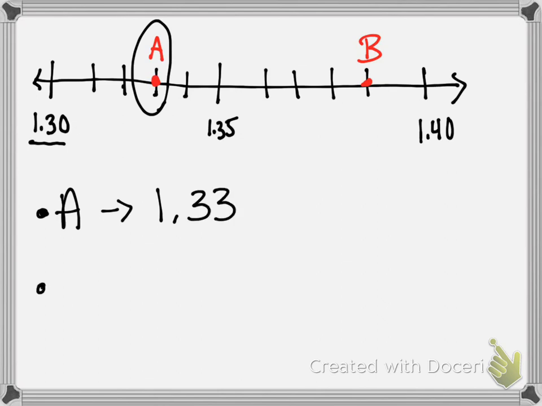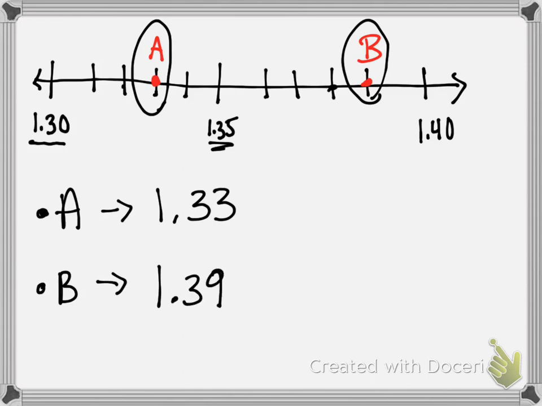What about point B? Point B goes from 1 and 35 hundredths, 1 and 36 hundredths, 1 and 37 hundredths, 1 and 38 hundredths, 1 and 39 hundredths, and then it ends with 1 and 40 hundredths. So point B is at 1 and 39 hundredths. The 9 is in the hundredths place.